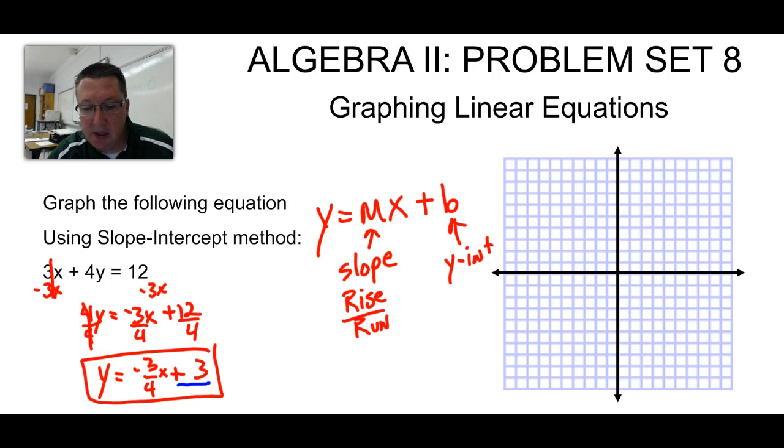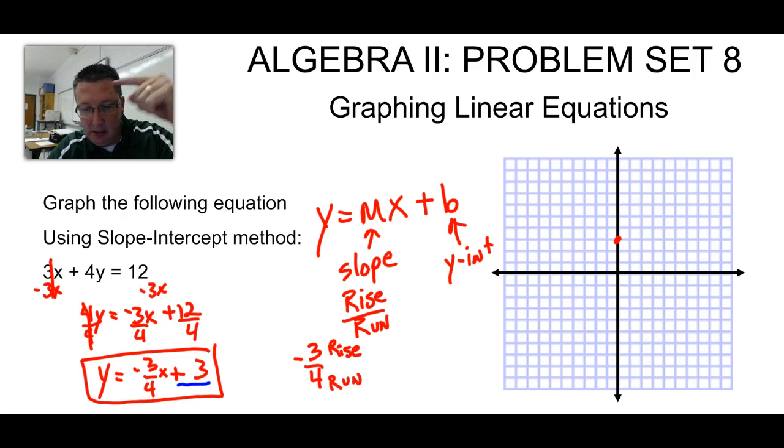Okay, I'm going to start by putting that on the graph. It crosses the y-axis at positive 3. 1, 2, 3. So right there. Then this line has a slope of negative 3/4. This is our rise. This is our run. Now, if you have a negative slope, always put the negative with the rise.